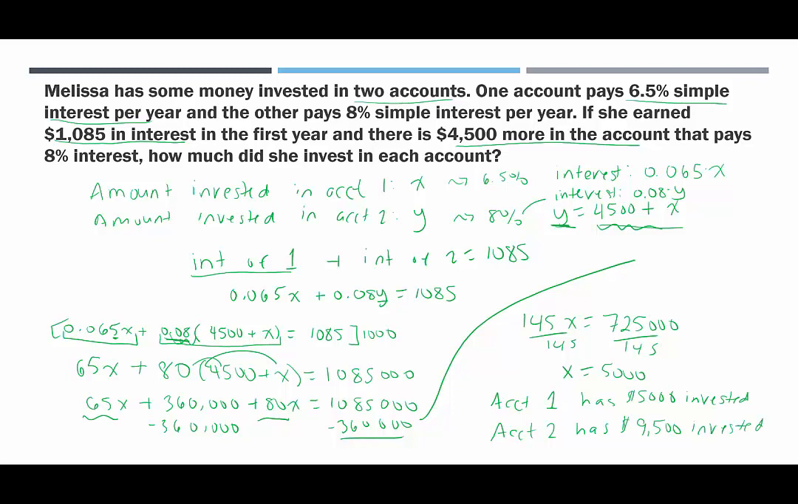And this makes sense, right? These accounts should have quite a bit of money if she earned over $1,000 in interest, but not an insane amount. So you want to make sure that these accounts look logical, and you can always check your work. Take 6.5% of 5,000, take 8% of 9,500, and if you add those values, you should end up with $1,085. Take a deep breath, because we finished the first example.